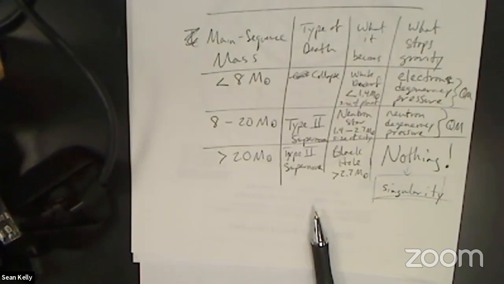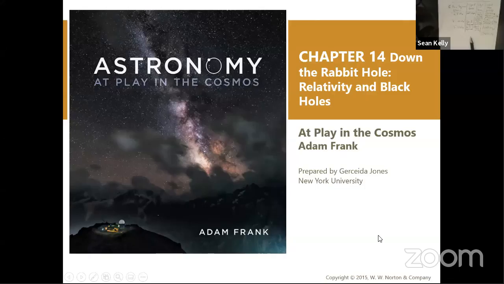All right. So we are on to chapter 14. This is relativity. Okay, so everybody can see the slides because I went ahead. I'm just kidding. Sorry, I forgot to switch. I'm going to switch right now. Change to the screen, chapter 14. All right, here we go. Down the rabbit hole, relativity.